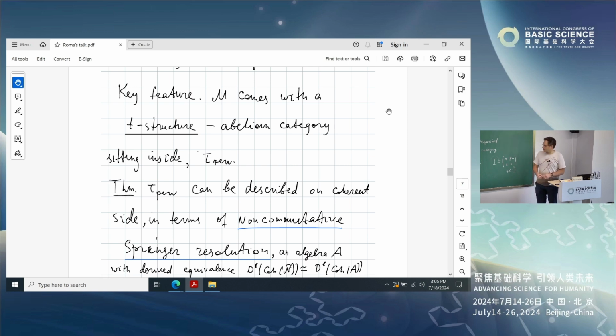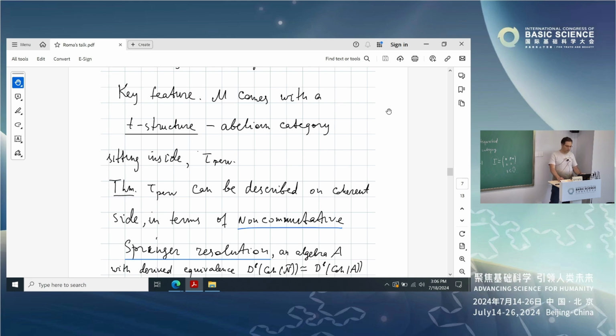And if this term is familiar, it just means that all the categories that appeared so far were these triangulated categories of complexes. But we actually have some abelian category sitting inside. It's called the abelian part, but it's also part of the heart of this story.